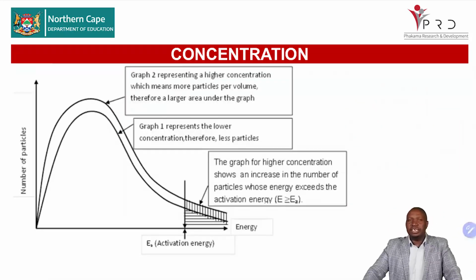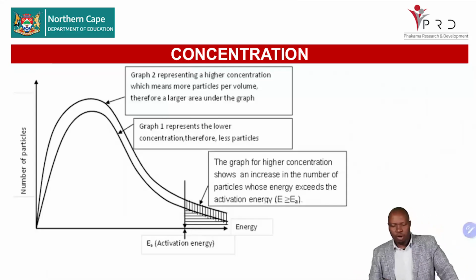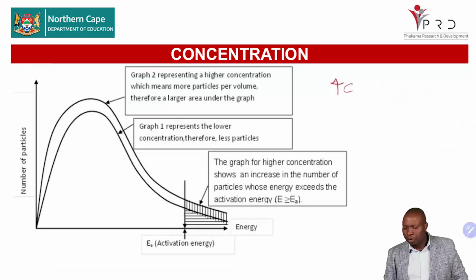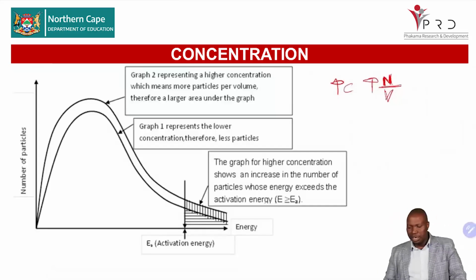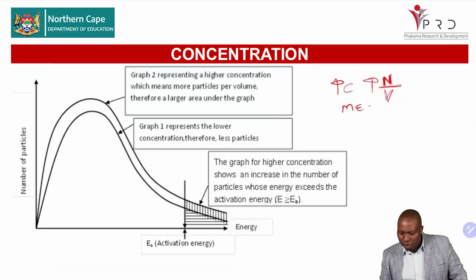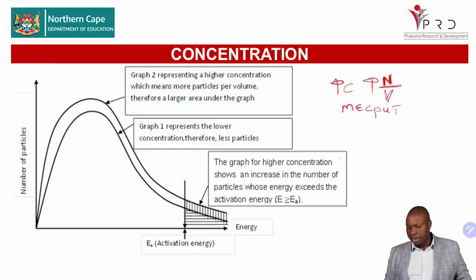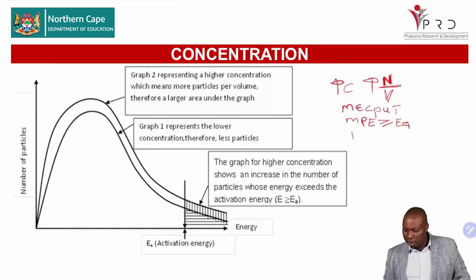And then in terms of concentration, the graph is definitely on top, because when you increase concentration, you are increasing the number of particles per unit volume. You're increasing the number of particles per unit volume, just write it in English, and then more effective collisions per unit time. And then we'll have more particles that have kinetic energy greater than or equal to activation energy, and then you will increase the rate of reaction.